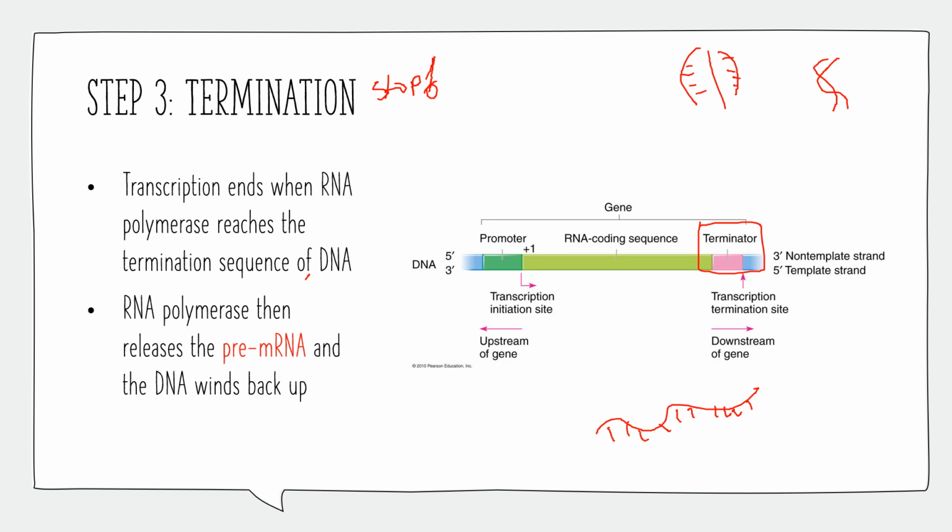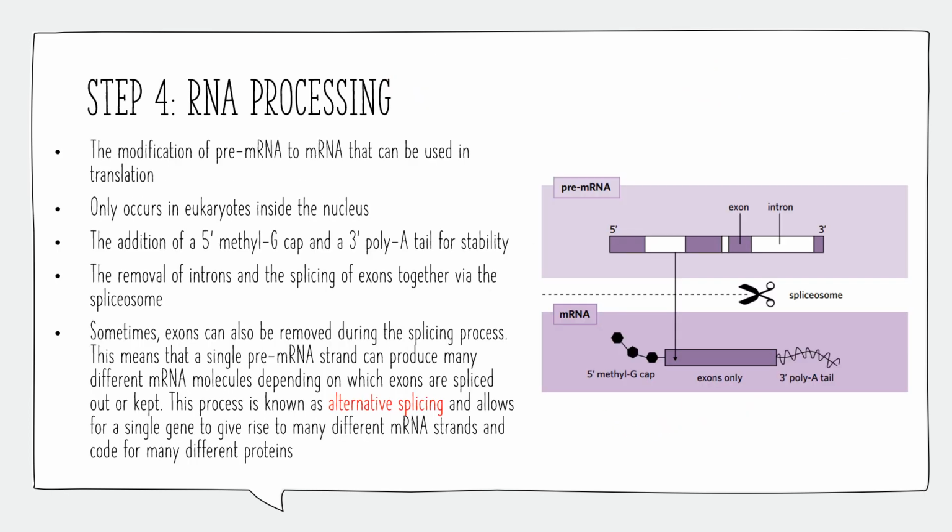And then we've got this pre-mRNA molecule that's been produced. So how does it go from pre-mRNA to mRNA? This process of RNA processing needs to happen. To go from pre-mRNA to mRNA, we need to have RNA processing.